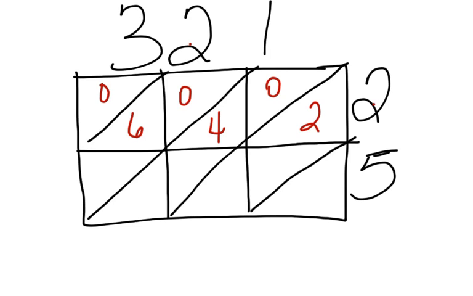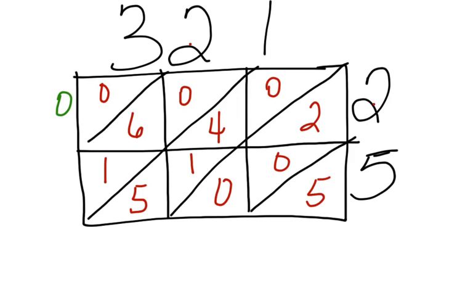Now, let's go down to our second row. 3 times 5 is 15. So you have 1 ten, 5 ones. Same thing here. 2 times 5 is 10. So you have a ten, but you have 0 ones. And then 1 times 5 is 5. No tens there. So now you bring down and add.